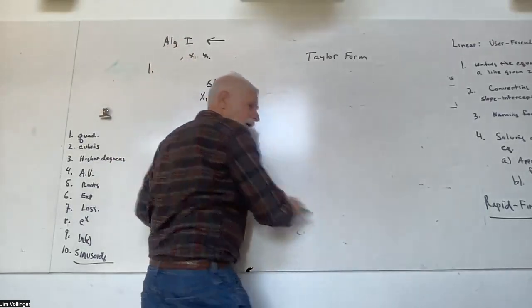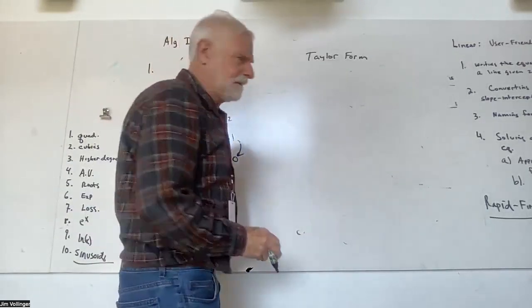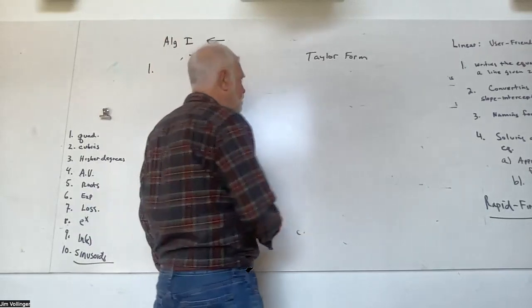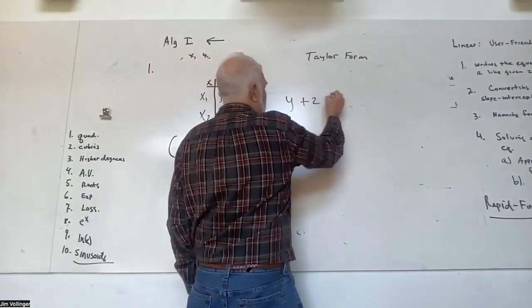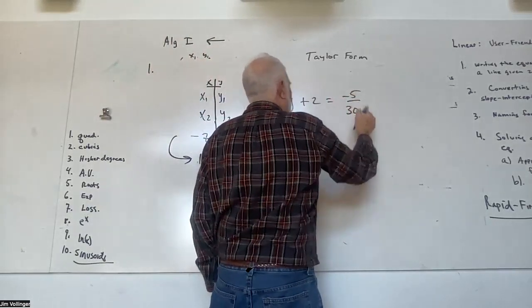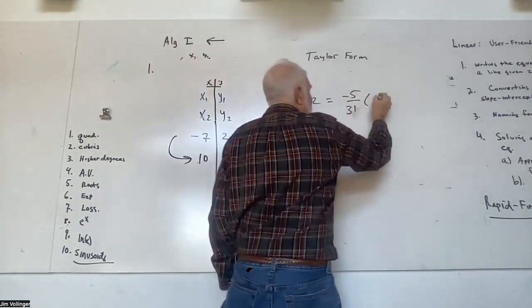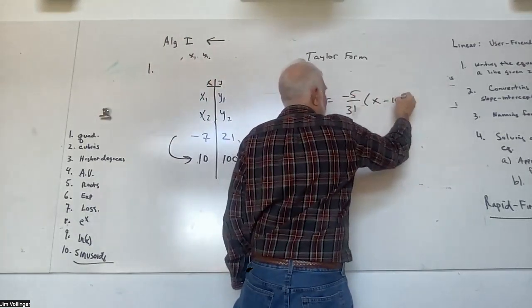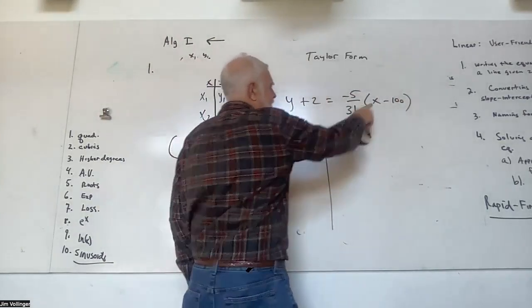We're going to do this with exponentials, logarithms, cubics, sinusoids. Oh boy, we're going to have fun. What do I got here? I got y plus 2 equals -5/31. No, I don't want to reduce that one. X minus, how about 100? Let's go for it. Okay, let's go.